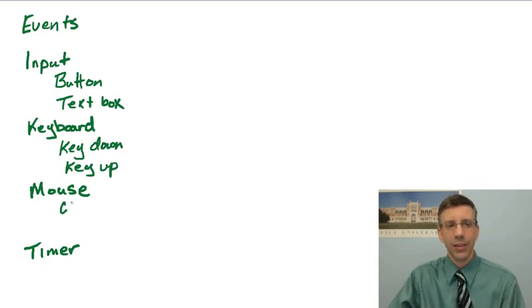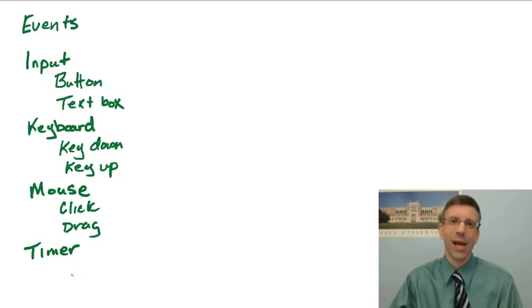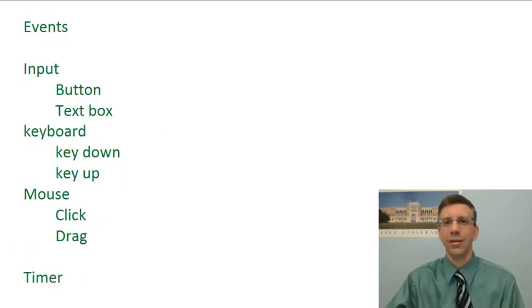On the mouse, you might see a click event or a drag event. And a timer is something that just happens periodically, no matter what. Okay, so these are the different kinds of events that you're going to see in our system.